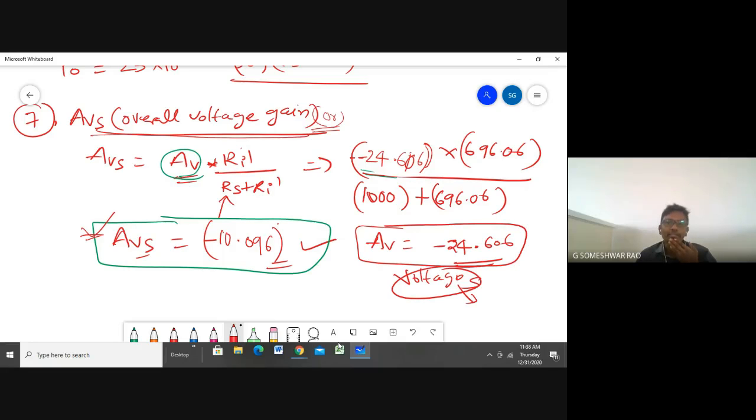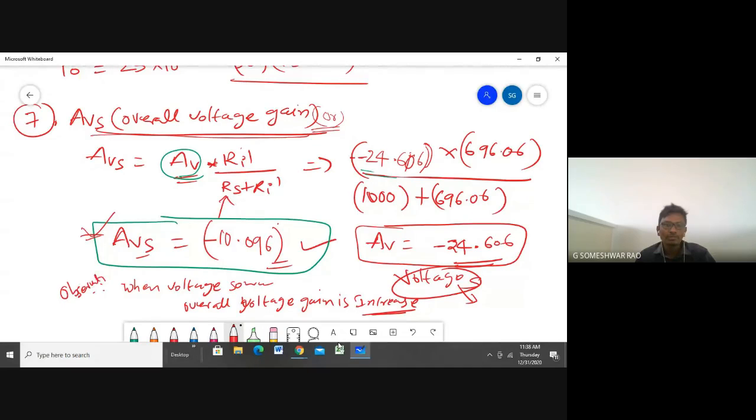So therefore I can say that when the voltage source is considered, the overall voltage gain is increased. This is the conclusion, the observation that we need to make. This observation is important.